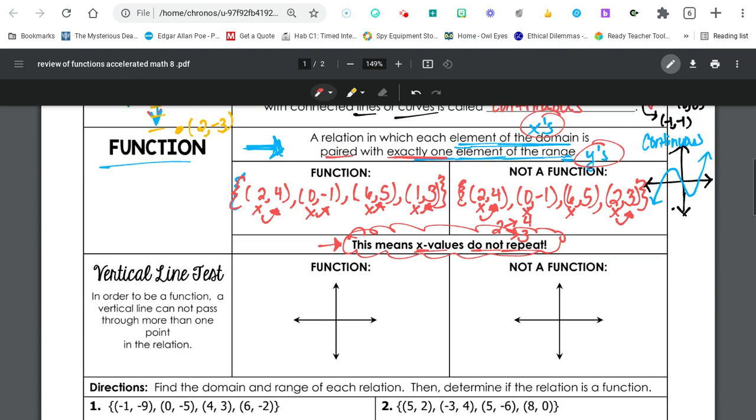Don't care about y. So let me just reiterate that, guys. If you have something like this, this is also going to be a function. I'm going to do the table instead of ordered pairs. All right, if you have something like 5, 3, -2, 3, 0, 3, it doesn't matter. This is still a function.